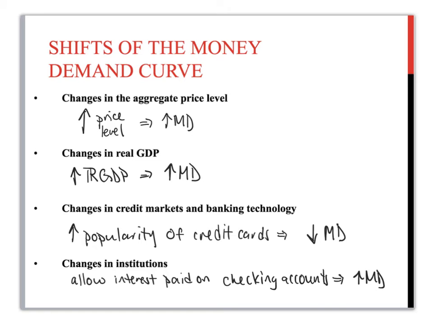So one thing to remember is that whenever we're talking about money demand and money supply, we're talking about cash, currency, and checkable deposits. So anything that makes us want to hold more money in our checking accounts or more money in cash is an increase in the money demand.